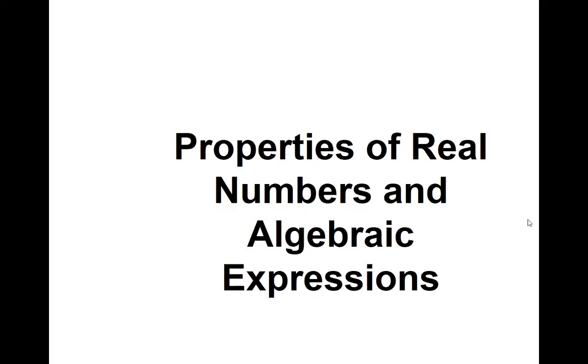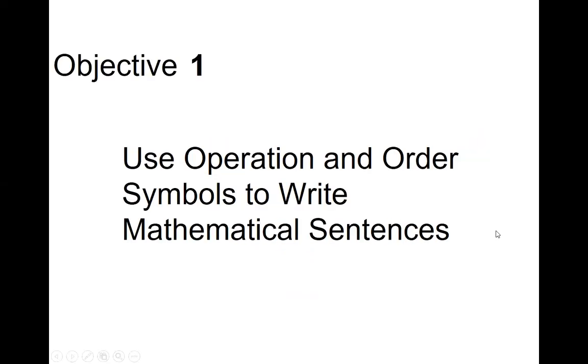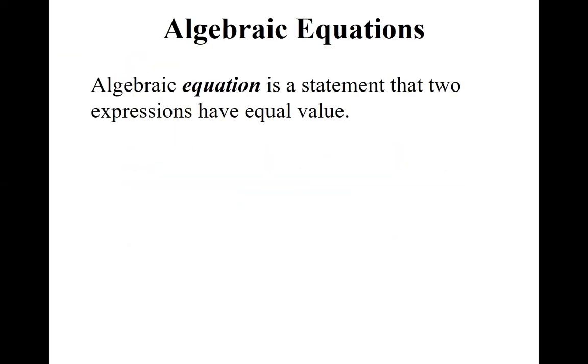The topic is properties of real numbers and algebraic expressions. The first objective in this topic is use operation and order symbols to write mathematical sentences. So let's start by talking about algebraic equations. An algebraic equation is a statement that two expressions have equal value. So when we have equal, that's an equation.